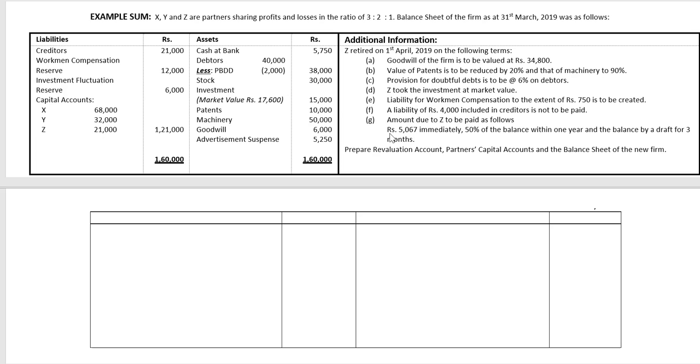And point G. Amount due to Z to be paid as follows. Rs 5,067 immediately, 50% of the balance within 1 year, and balance by a draft for 3 months. We are asked to prepare the revaluation account, the partners' capital accounts, and the balance sheet of the new firm. So we'll begin with the revaluation account, go on to the partners' capital account, and then prepare the balance sheet. Any working notes will be done at the end of the sum. So let's go to the solution.